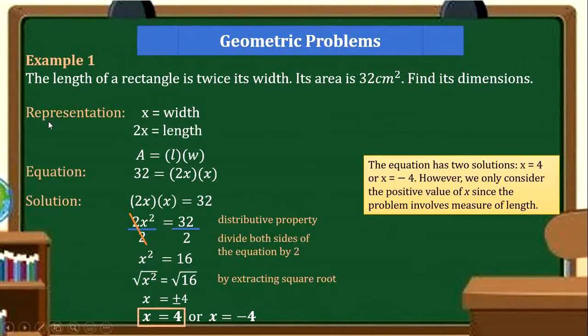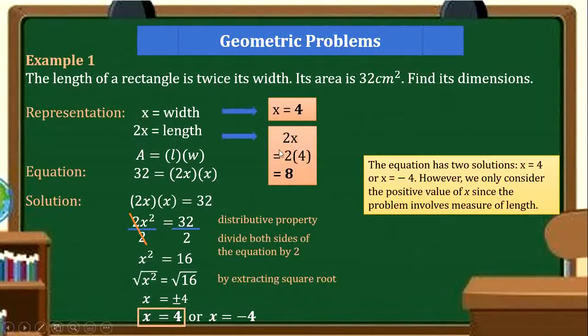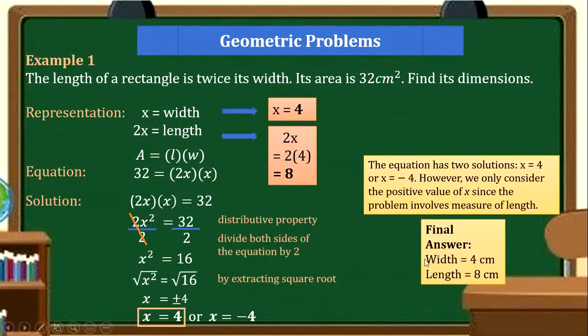So, babalik tayo dito sa representation. Dahil si x ay 4, yung width natin ay 4. And then, 2x. Papalitan natin yung x ng 4, so magiging 2 times 4. The answer is 8. So, for our final answer, ang width natin ay 4 centimeters and then ang length natin ay 8 centimeters. Na kapag minultiply natin yung dalawa, length times width, ang area niya is 32 centimeter squared.